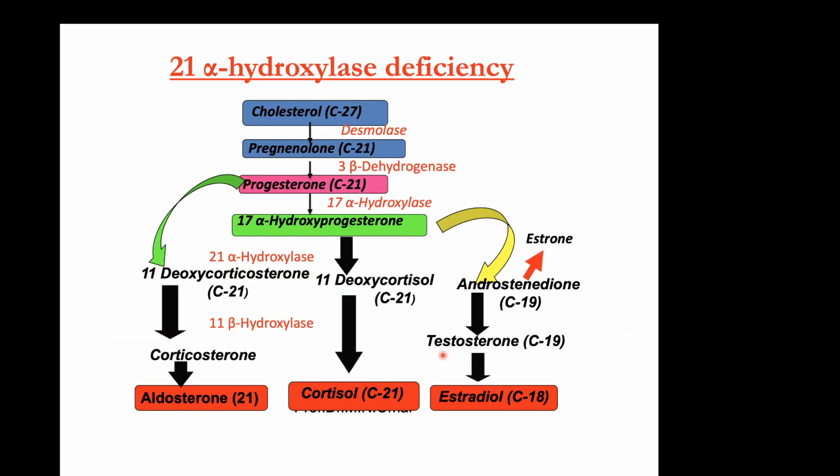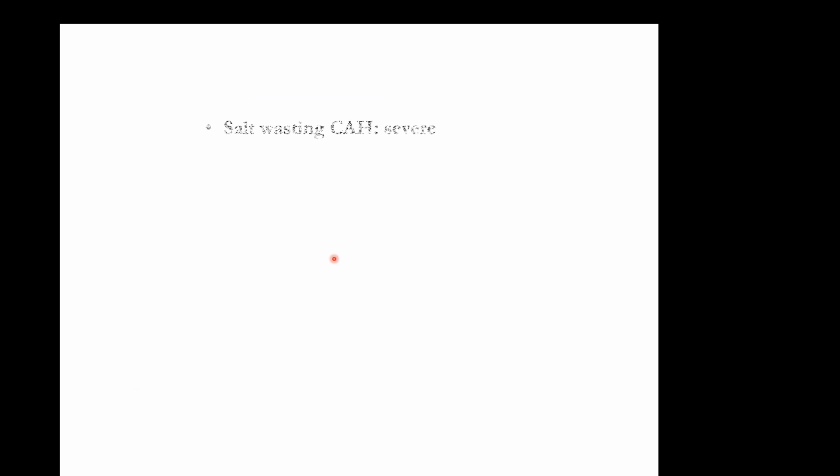Last but not least, because this is more important, the majority of the patients suffering from congenital adrenal hyperplasia are suffering from 21 alpha hydroxylase deficiency. This enzyme catalyzes the 21 alpha hydroxylation and leads to synthesis of 11-deoxycorticosterone or 11-deoxycortisol, and finally aldosterone and cortisol respectively. So what will happen? There will be increased synthesis of androgen or estrogen, but a decreased synthesis of mineralocorticoids and glucocorticoids.